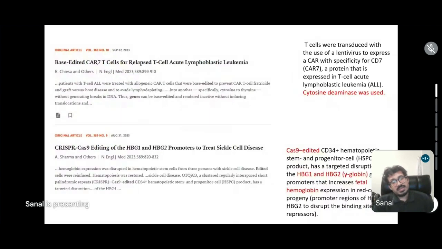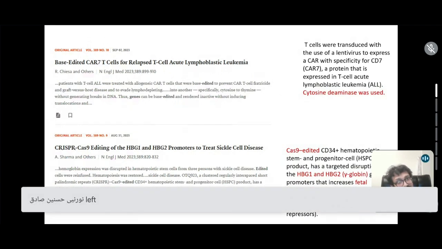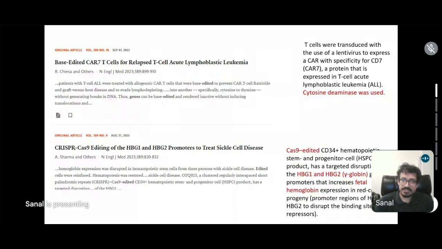Then comes the clinical trial of base editing. Base editing was used in CAR7 T cells for relapsed T cell acute lymphoblastic leukemia. And here cytosine deaminase was used.